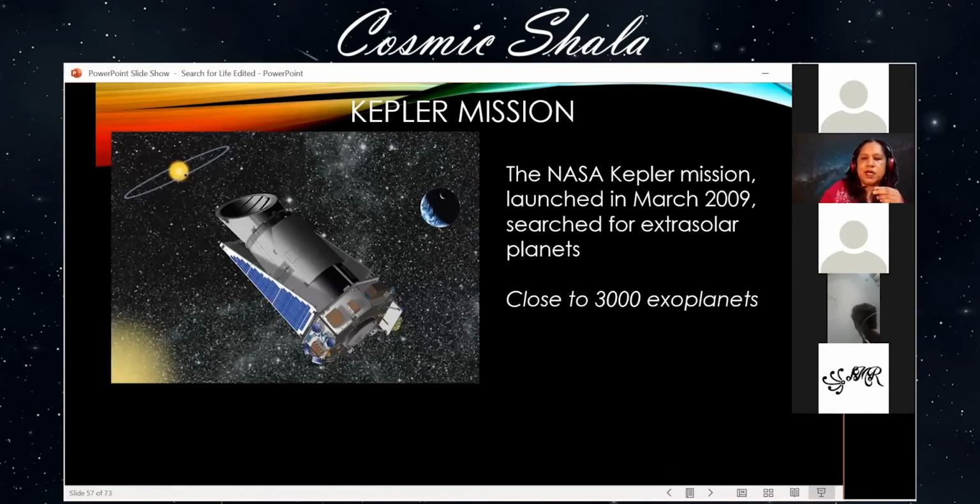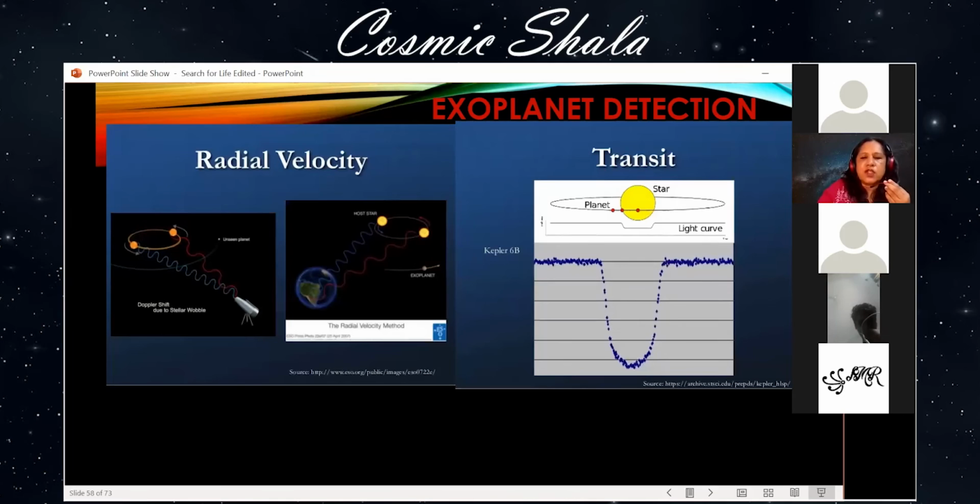The Kepler mission was launched in 2009, and it took data for about 10 years in its search for extrasolar planets. It observed more than 500,000 stars, and it found close to 3,000 exoplanets. There are two or three special ways of finding them. One of them is called the transit method. If you look on the right-hand side, the transit method is almost the same concept as an eclipse, which means that when a planet comes in front of a star, the star's brightness for a brief moment decreases.